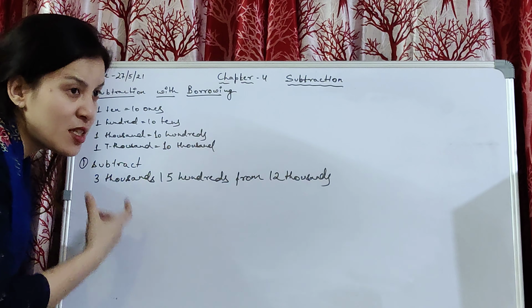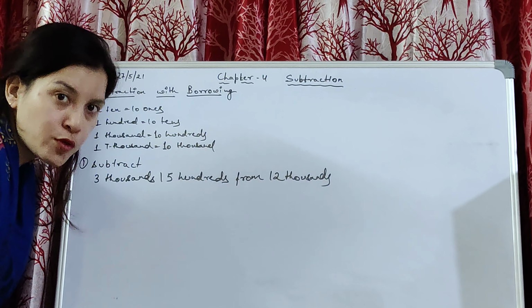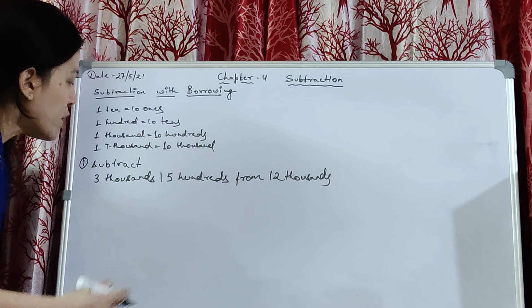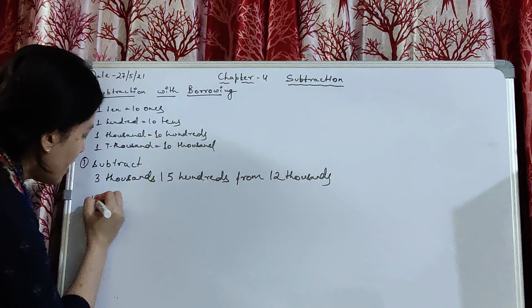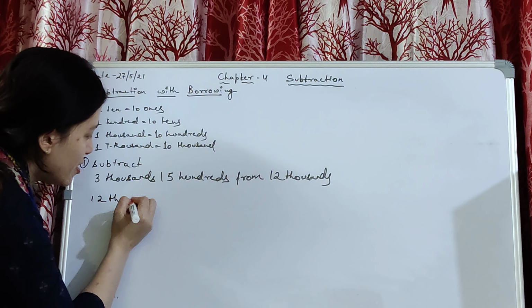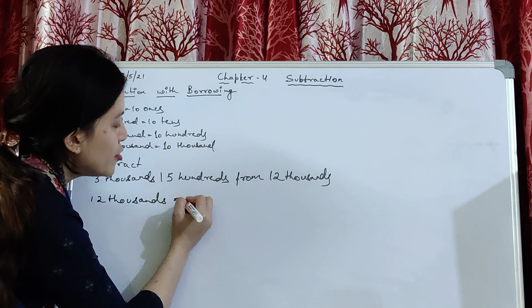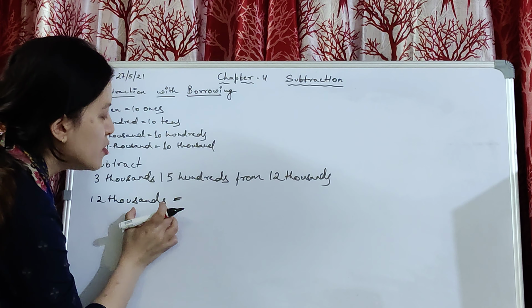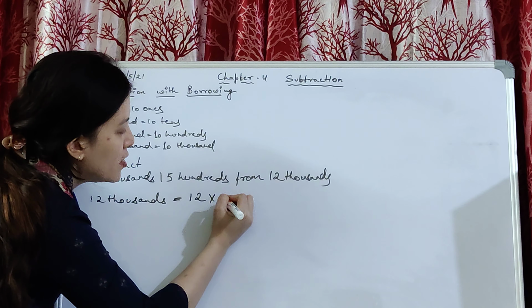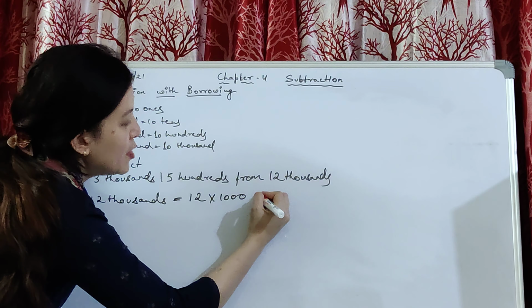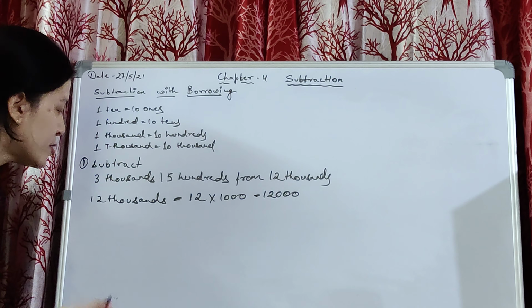As you can see, this question is in words. If the question is given in words, how are you going to solve it? Out of 3,000 and 12,000, you know that 12,000 is the greater number. So 12,000 लिखोगे आप. You will write 12,000 first. You can also write it as 12 into 1000, that will be 12,000. आप ऐसे भी लिख सकते हो. Am I right? You can write it like this also.